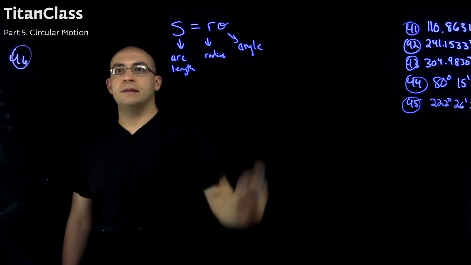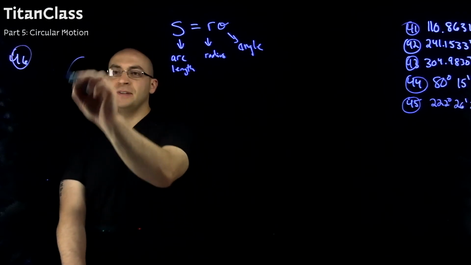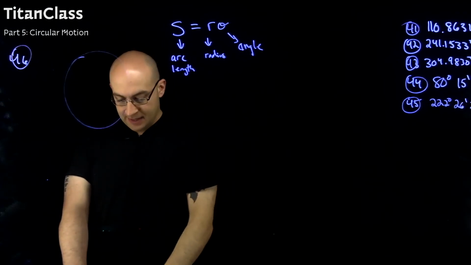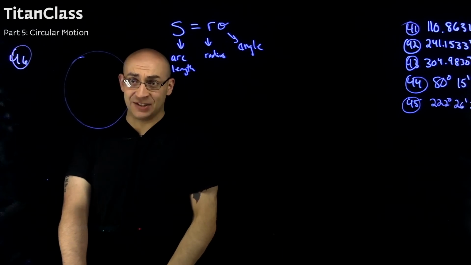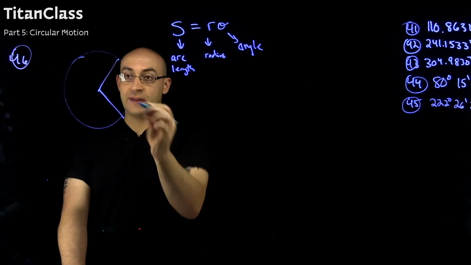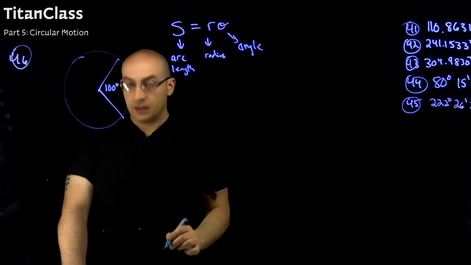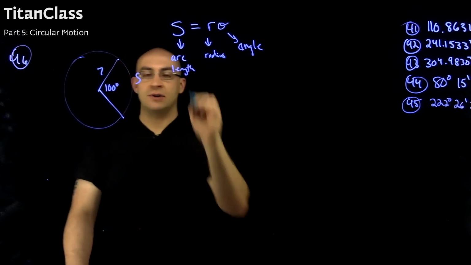I don't know why I wrote the A like that. I'm sorry. Number 46, take a look. I've got a circle here, and that circle looks a lot more pronounced than it actually is on the screen, so I apologize. So we have a central angle, one that opens up from the center of the circle, and it's 100 degrees. The radius is 7, and I'm trying to find arc length.